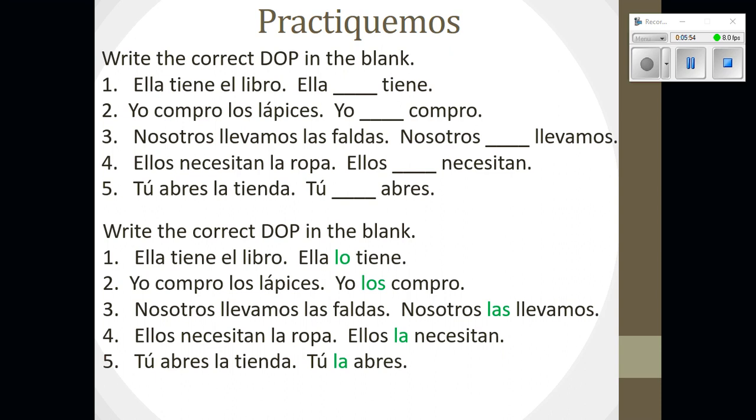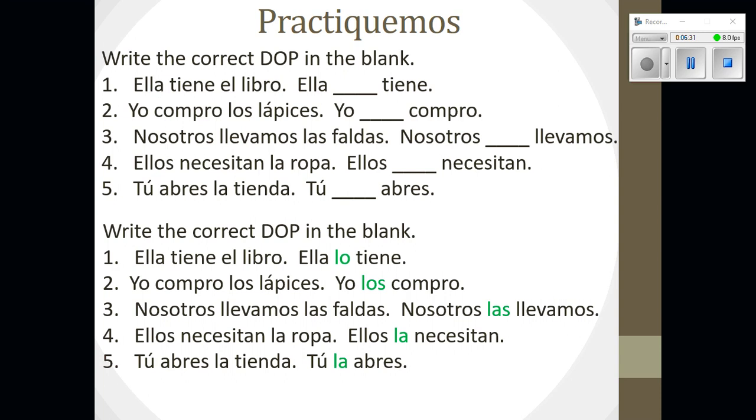All right, número 2, yo compro los lápices. I'm buying pencils, okay? If you want to say I'm buying them, then you need to replace los lápices, which is the direct object, with the direct object pronoun, okay? So them in Spanish would be either los or las, and because los lápices is masculine, we have to go with los. Número 3, nosotros llevamos las faldas. We wear skirts. If you want to replace skirts, the direct object, with a pronoun and say we wear them, then you remove las faldas and replace it with las, okay, because it's feminine and plural.